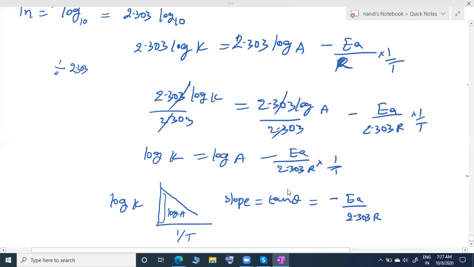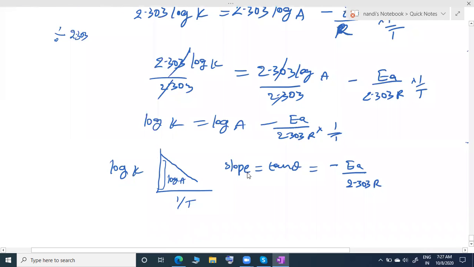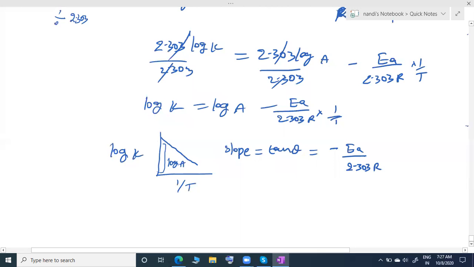Actually, in examination they will provide the slope value, then they can ask the activation energy also. That is a way you have to keep in mind. In examination they will provide some slope value, maybe minus 30, minus 40, like that. Then you need to calculate the Ea value. Okay, this is at a particular temperature we are calculating.